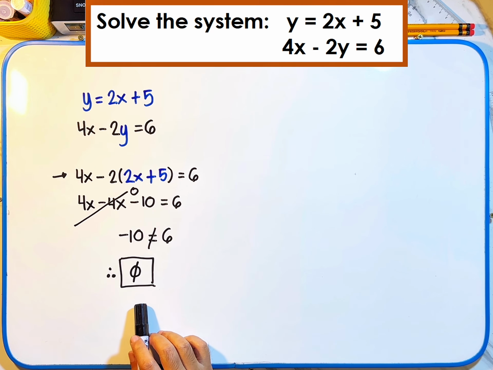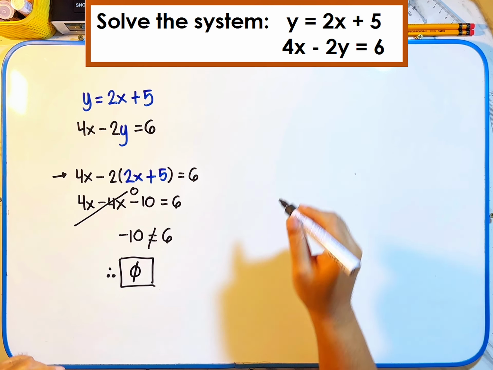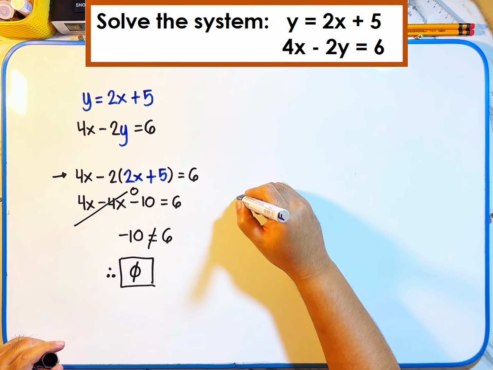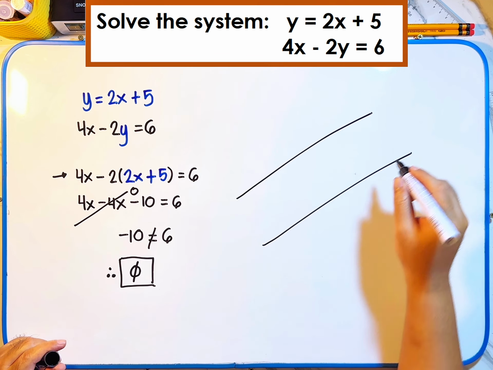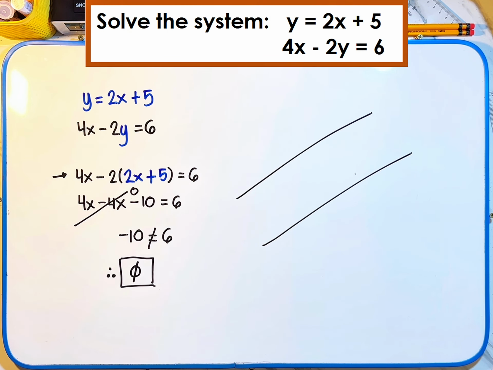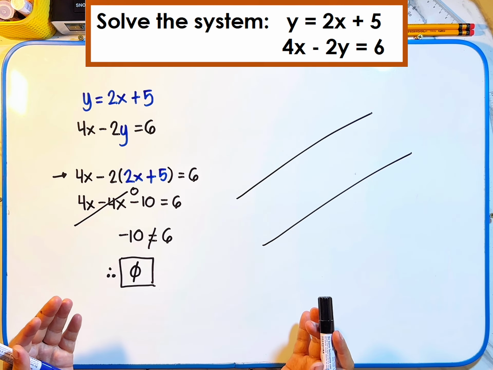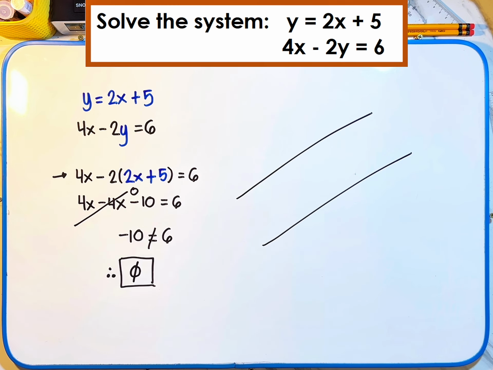What does it mean if the system has no solution? It means the two lines are parallel. So if you try to graph, you'll get something like this. The lines are parallel and they will not intersect. Okay? And since they will not intersect, they will have no solution. And this type of system is called an inconsistent system.